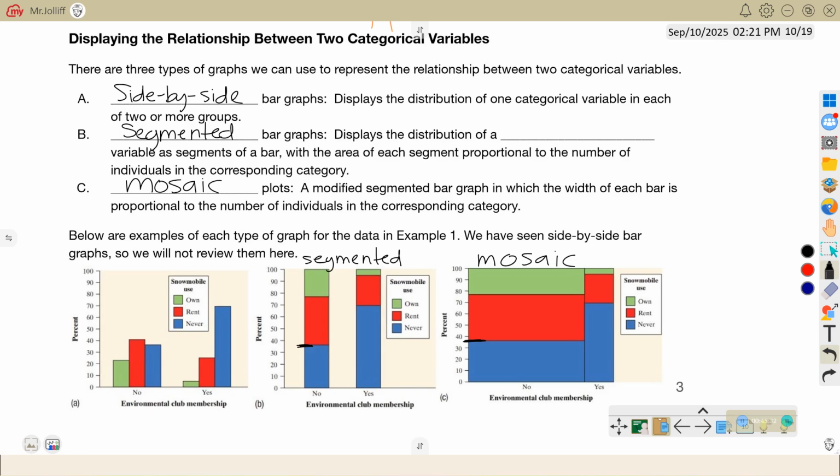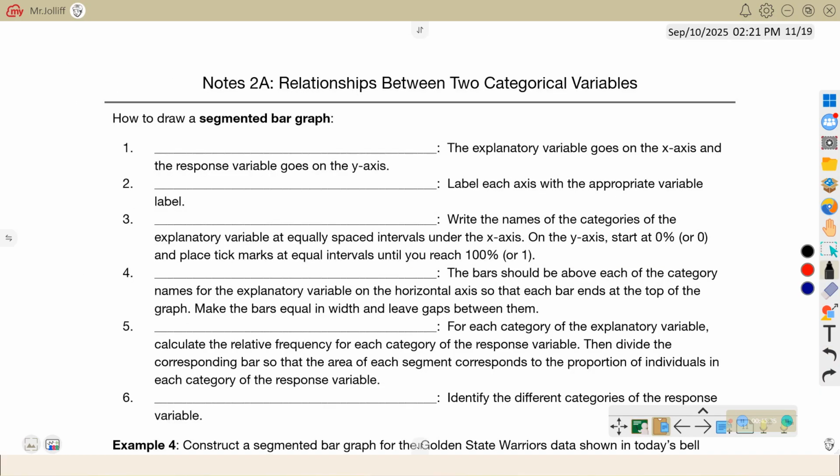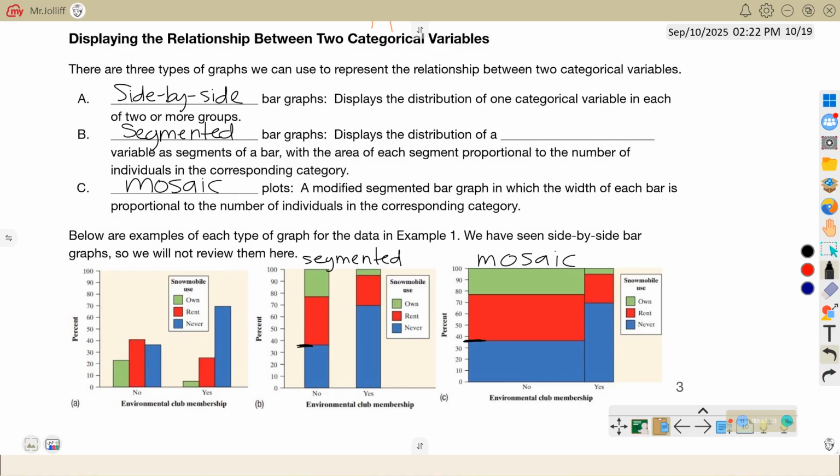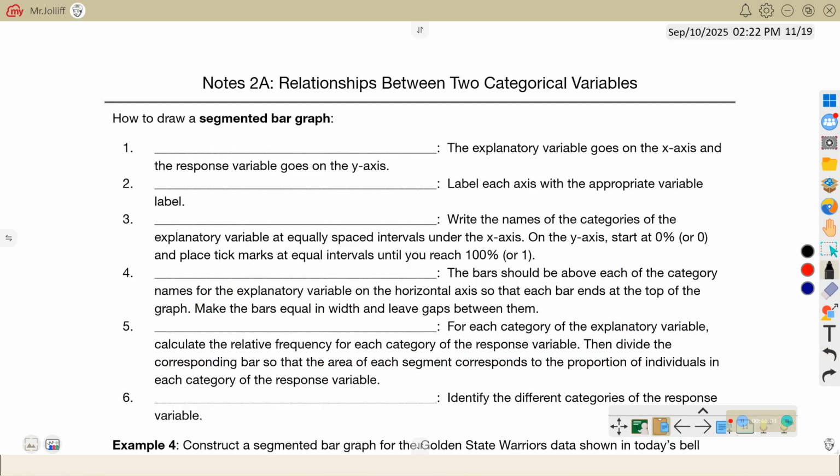Okay, let's get to our step list. Segmented bar graphs. I wrote it down so I wouldn't forget. If I go back to the previous slide, you'll notice on all of those x-axes, it was the explanatory variable, the groupings of people. Yes, I'm in a club. No, I'm not. So the very first thing I want to do is sort out which variable is which. So identify your variables.